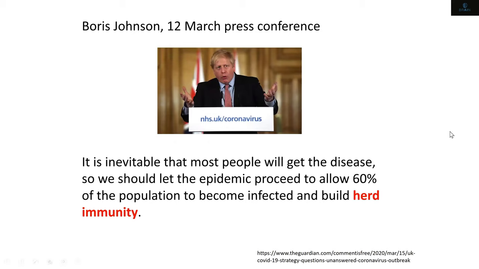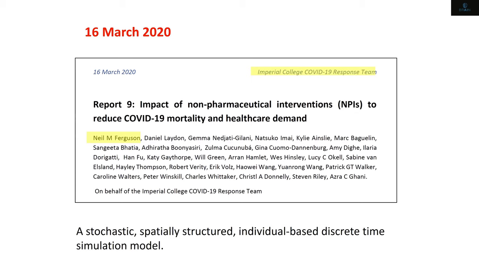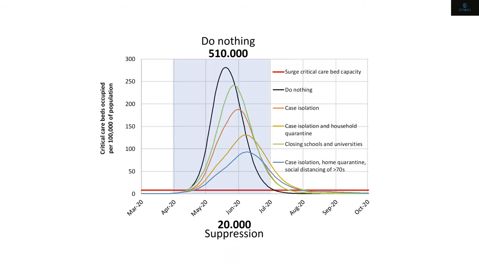And I go back to the UK, Boris Johnson on the 12th of March, press conference. He said, it is inevitable that most people will get the disease. So we should let the epidemic proceed to allow 60% of the population to become infected and build herd immunity. 3 days after, on the 16th of March, a very famous epidemiologist and statistician, Neil Ferguson from Imperial College, and his colleagues produced what is famously called the Report 9, which studies the impact on mortality of doing or not doing things in a country. And this is a stochastic model, very similar to the one that I showed you now. And the result of his work on that day is that if you do nothing, then 500,000 people will die in the UK.